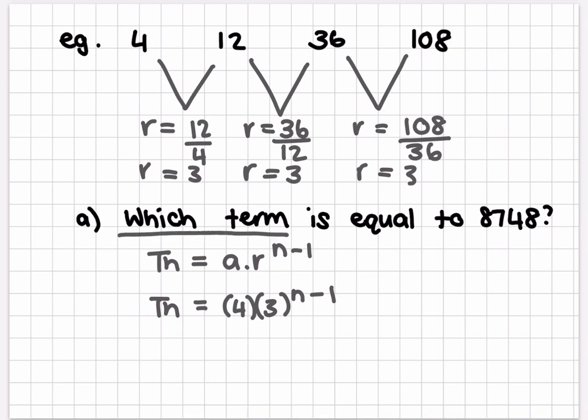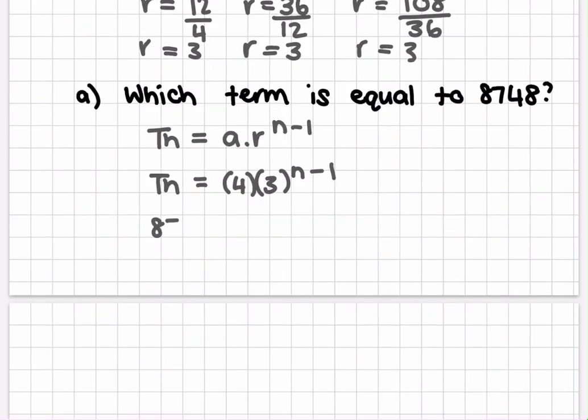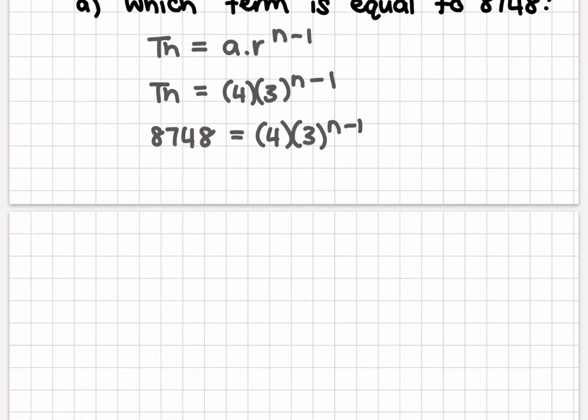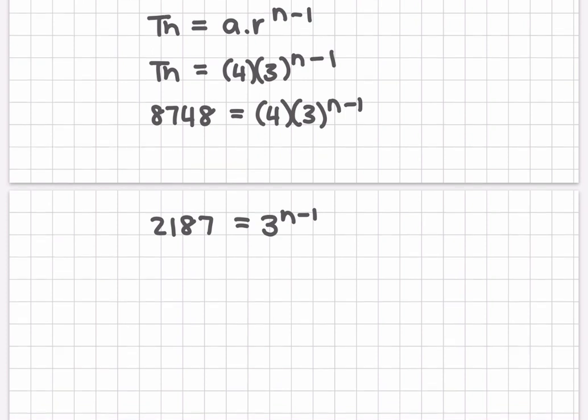Now, when they've asked which term we want to calculate, which is the position, we're going to make it equal to 8,748. So, we're going to say 8,748 is equal to 4 times 3 to the power of n minus 1. We're going to divide by 4 on both sides, and we get 2,187. That leaves us with 3 to the power of n minus 1. Now, if you enter 2,187 into your calculator, you press equals, then shift, then where it says fact in yellow, you find out that 2,187 is equal to 3 to the 7, which is equal to 3 to the n minus 1.